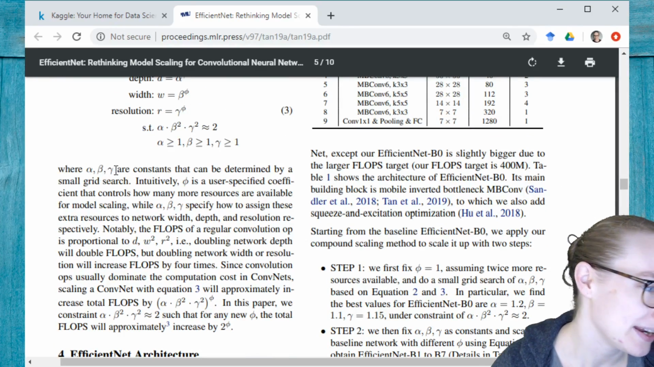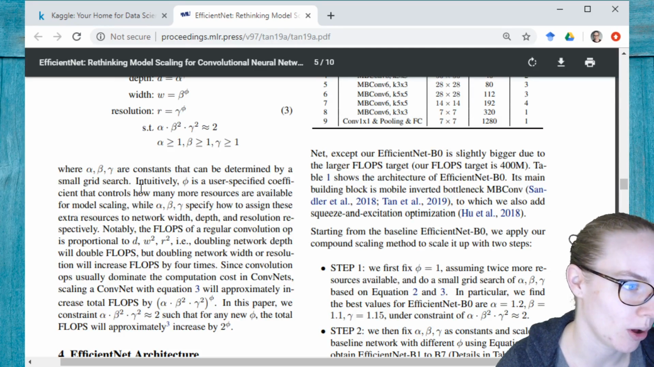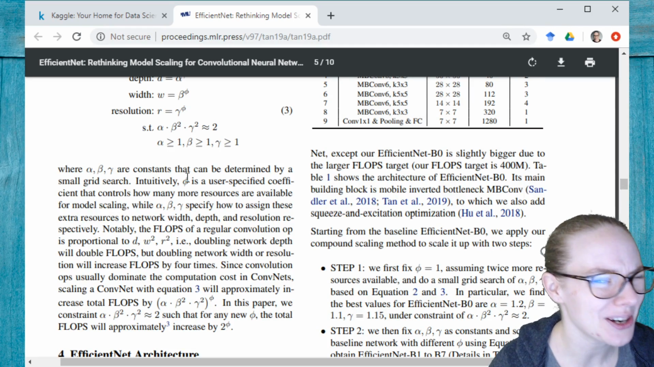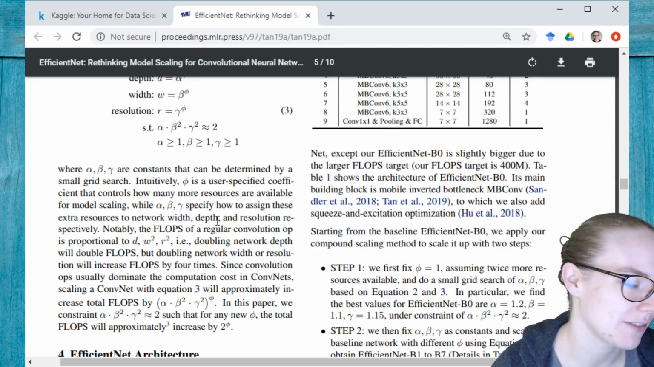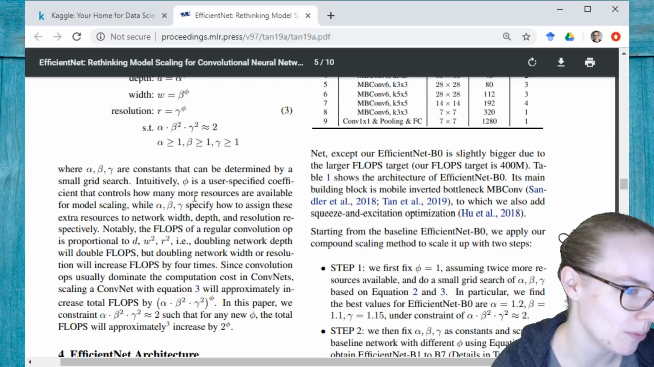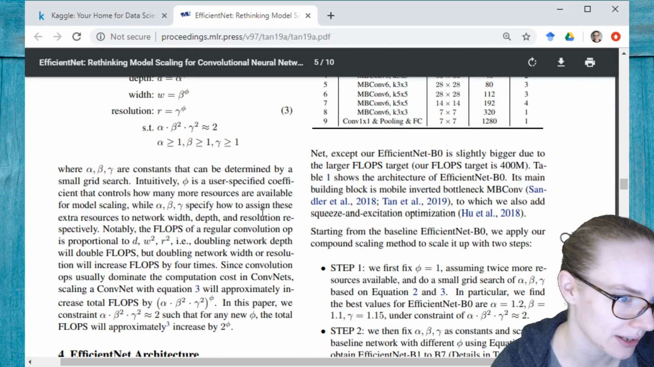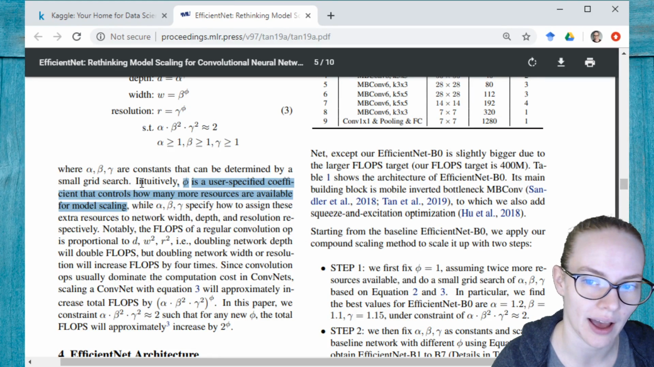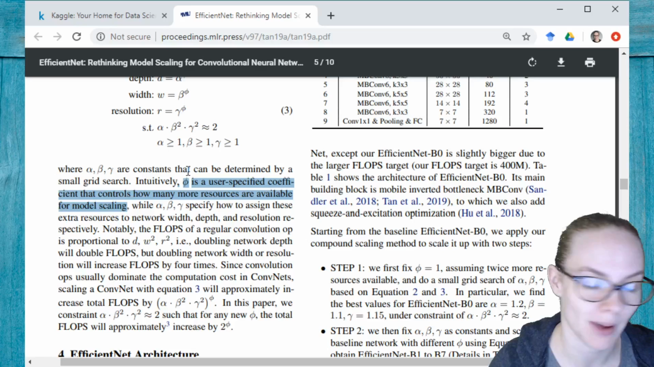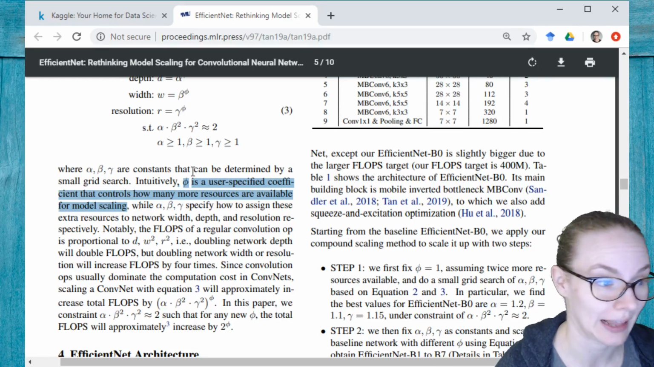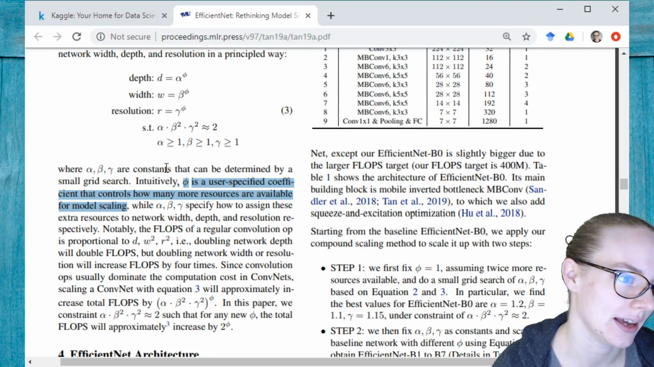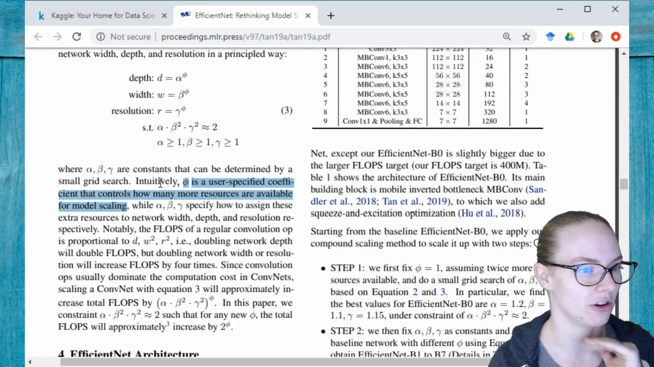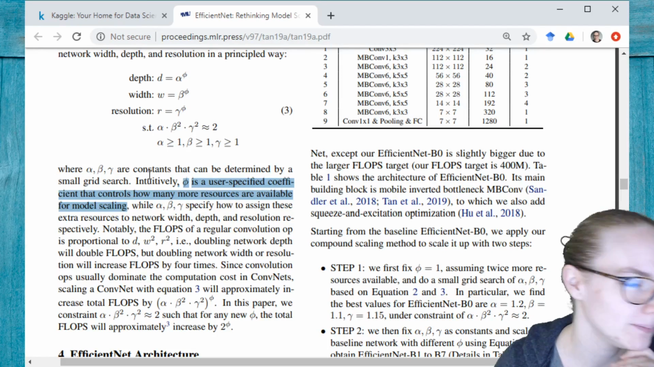All right, where alpha, beta, and gamma are constants that can be determined by a small grid search. Intuitively, phi, I'm pretty sure that's phi, is a user-specified coefficient that controls how many more resources are available for model scaling. So if you're working with really limited compute, you'd make phi smaller. If you have a lot of budget to blow, you might make phi bigger and see how much larger your model can get, making sure that the increase in model size also leads to the most efficient increase in accuracy, or whatever metric you're using.